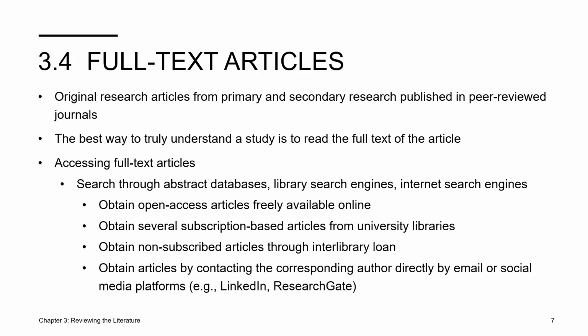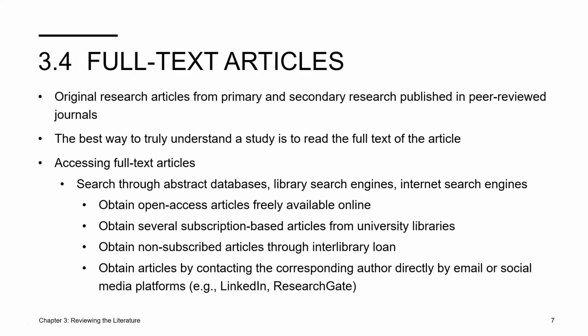Section 3.4 goes over full text articles. So any type of original research article from primary and secondary research that is published in a peer-reviewed journal is typically a full-text article, so a longer article that goes beyond that abstract. And this is really the best way to fully understand what a study is about, is to read the full text of the article.